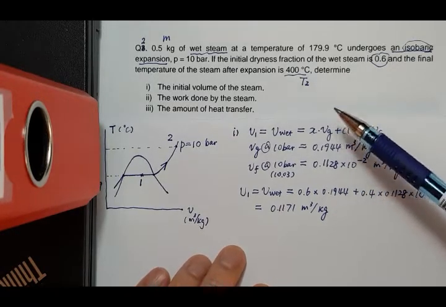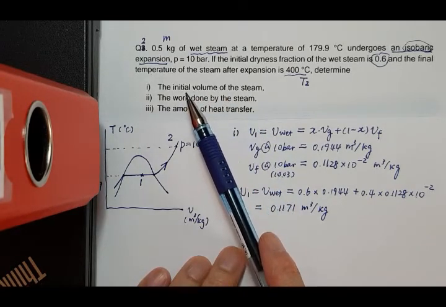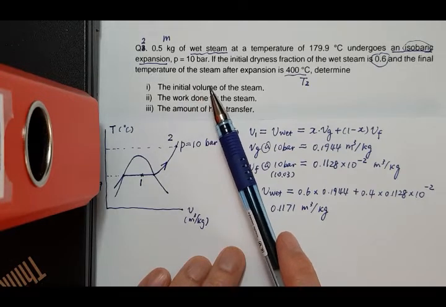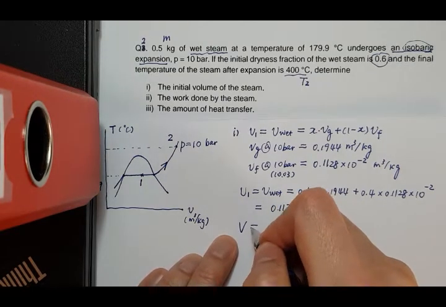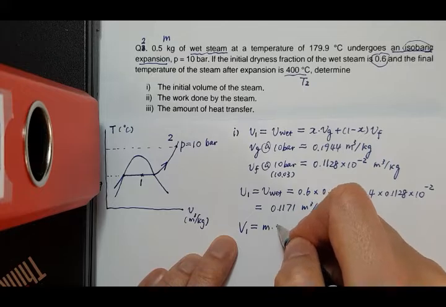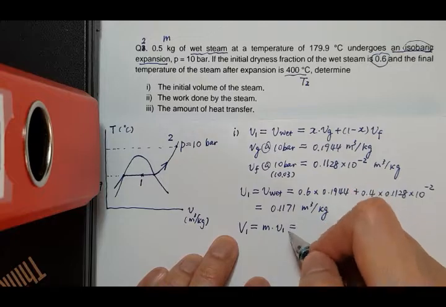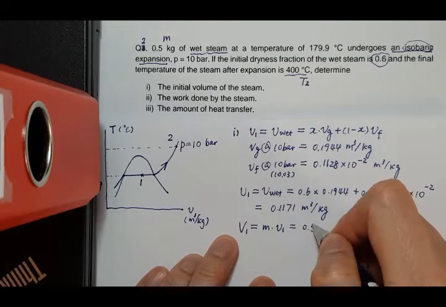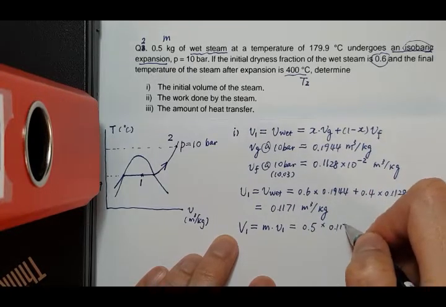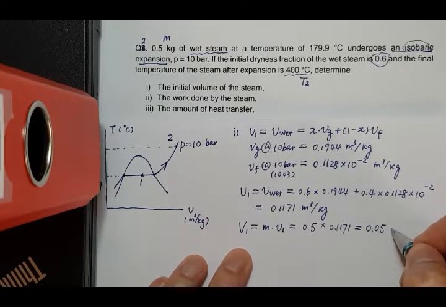So we need to have a look at the question actually. This is called the initial volume of that steam. So it's not the initial specific volume. So this means that it's a capital V. Okay, that's the total volume. So we need to calculate V equals m times v. We need to multiply the specific volume by the mass here. Okay, the mass is 0.5 kilogram, which gives us 0.0585 cubic meter.